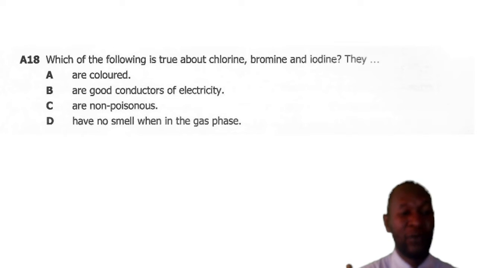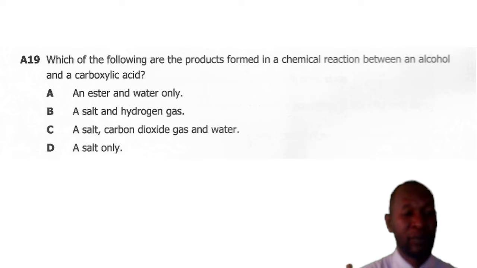A18. Which of the following is true about chlorine, bromine, and iodine? They are colored. The correct answer here is A. Bromine will be a reddish gas or reddish liquid. Chlorine is a green gas. Iodine is slightly silver. So all these elements are basically colored.